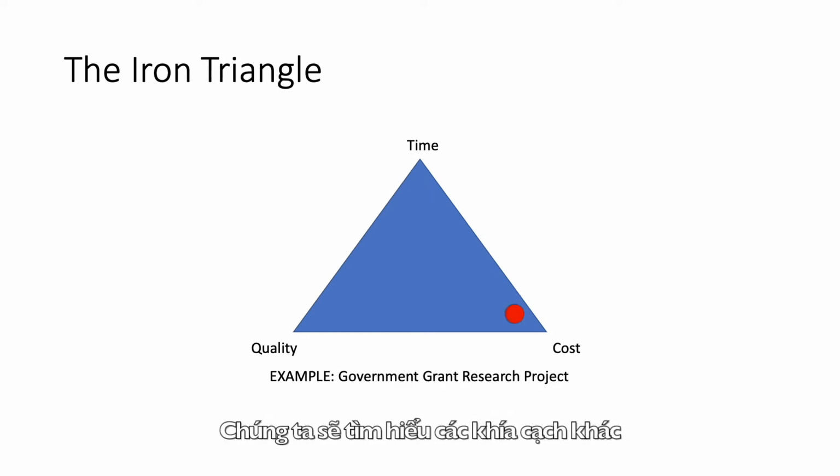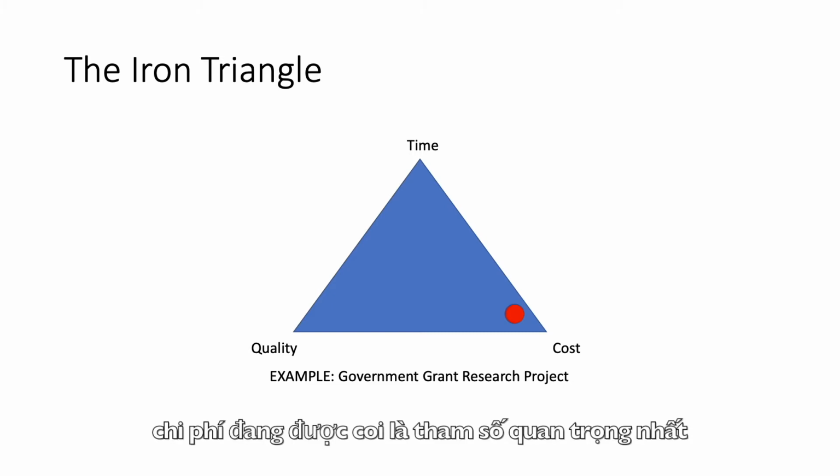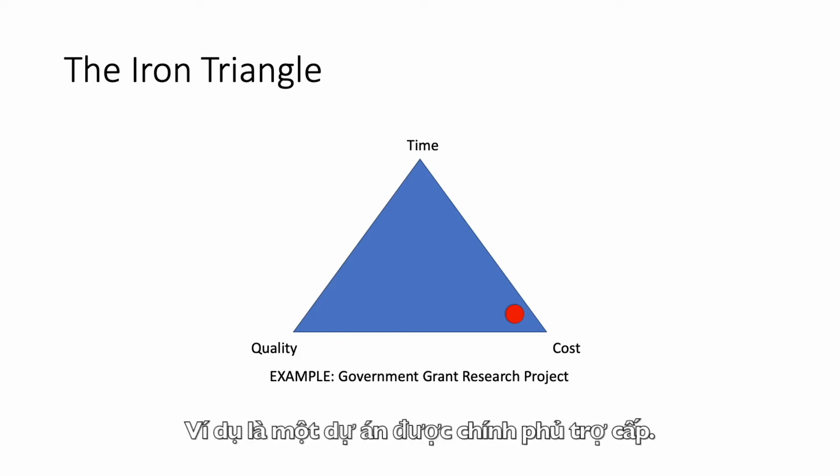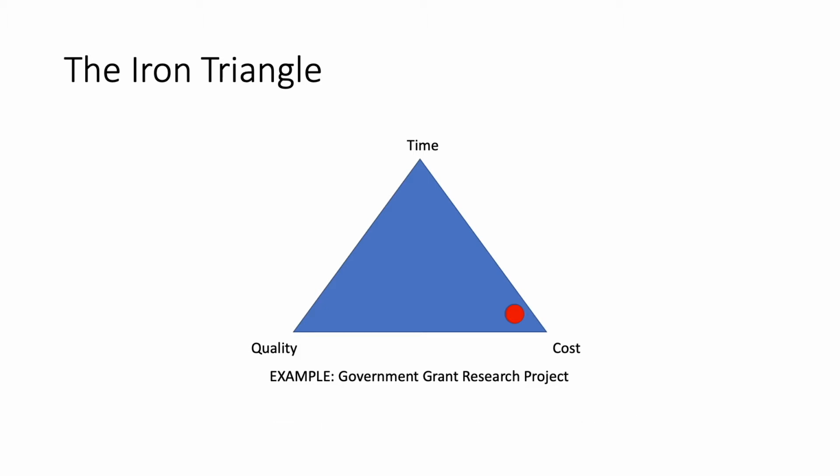In this next view of the iron triangle for project management, we're showing the red dot in the cost corner, very close to cost. What the red dot near cost means is that cost for the project is by far the most important parameter for measuring the success of the project. And the example we're giving here is a government grant or research project.